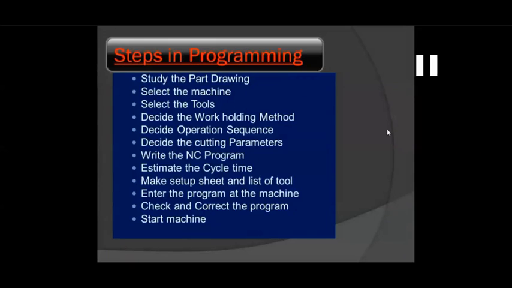Steps in programming: study the parts drawing. After that, select the machine, select the tools, decide the work holding method, decide operation sequence, decide the cutting parameters, write the NC program, estimate the cycle time, make setup sheet and list of tools, enter the program at the machine, check and correct the program, and after that start machine.